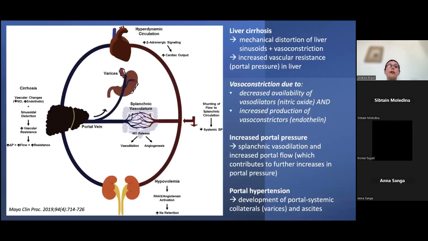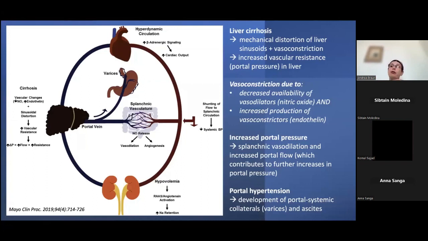So this is just a slide to remind everyone of the pathophysiology. I hope you can see the slide completely, since part of it is cut off for me here. So in liver cirrhosis, here you have the liver. So this little band, rubber band around the liver, it signifies that you get a mechanical distortion of the liver sinusoids, which are the blood vessels in the liver, because of the cirrhosis.